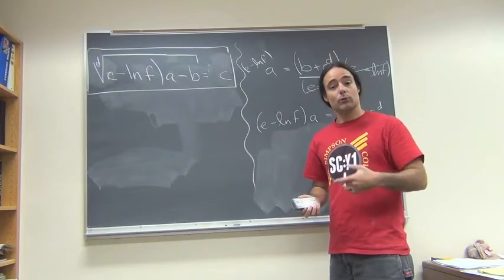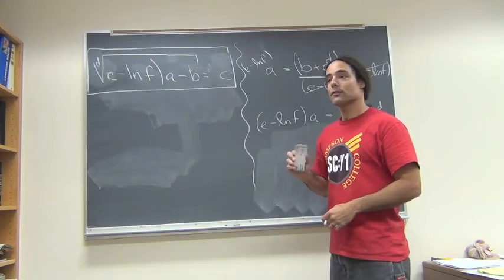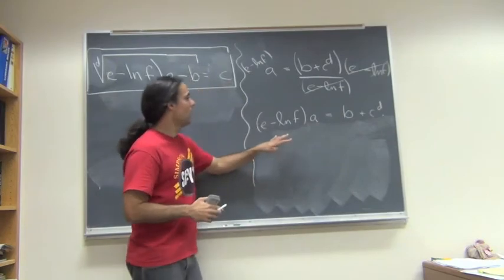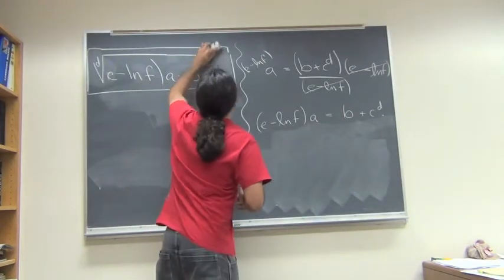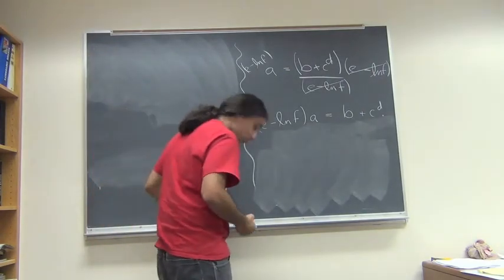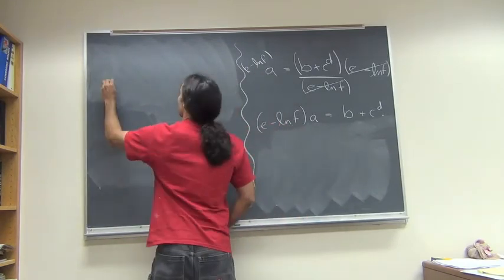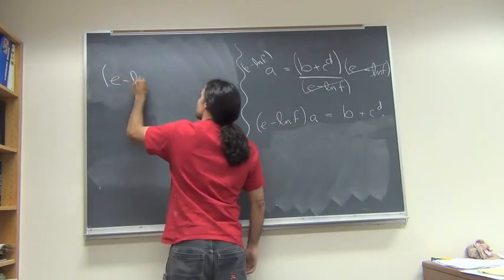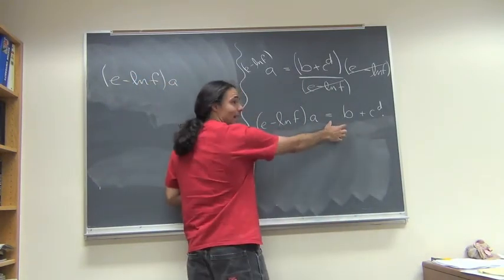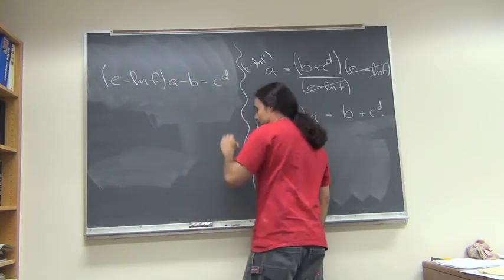Now we want to solve for D. So we solved for B, we solved for C, now we want to solve for D. I'm going to go back a step. Let's go back to here, and we'll rewrite that. I'm going to do the same first step that we just did. So we're going to have E minus log F times A, and then I subtracted B from both sides, minus B equals C to the D.